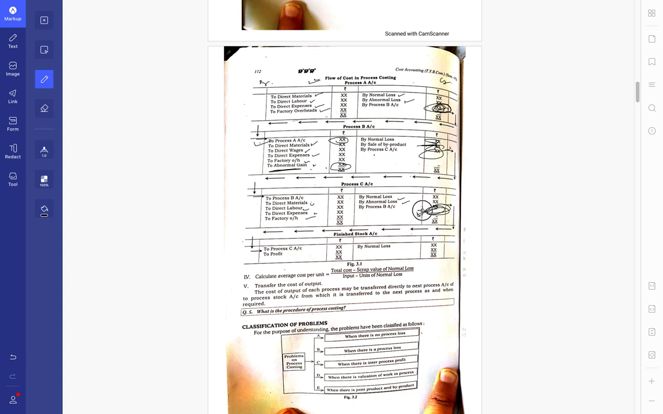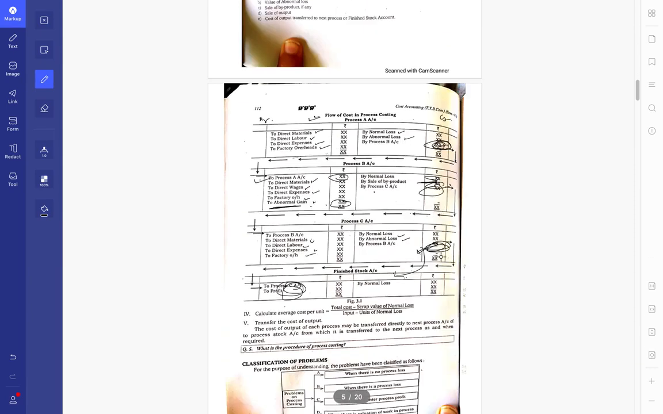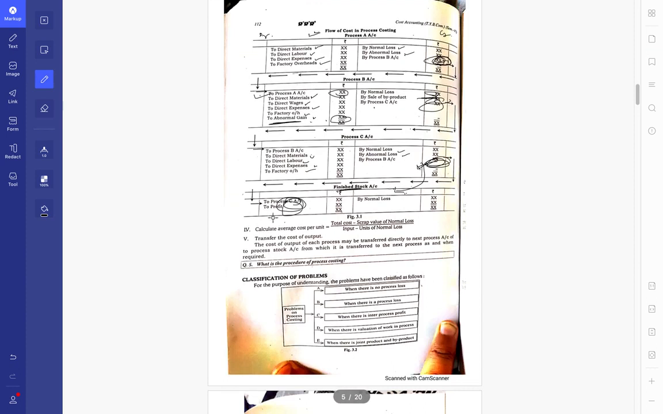Any balancing figure gets transferred to the finished stock account. Now, when any balancing figure gets transferred to finished stock account, that means this sugar is ready to be sold. So it's a finished stock account wherein you add the profit, and in case there is any loss, you add that loss, and the rest is sold.